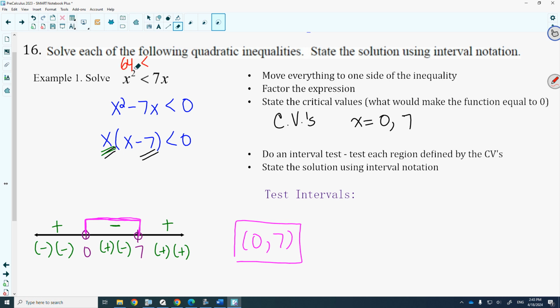Then, is that less than 7 times 8? So 7 times 8 is 56. That is not true, which means that this is not a solution. Okay, so this is a solution.